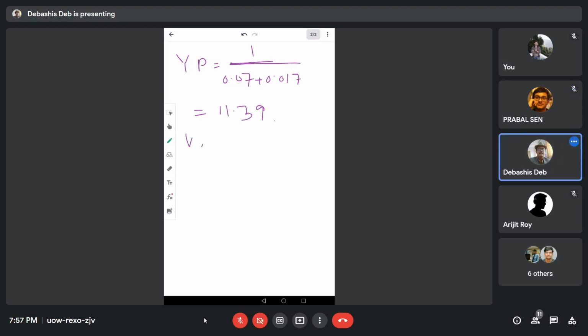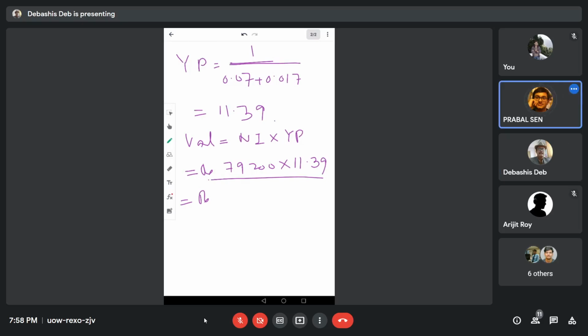So value is net income into years purchase. What is the figure of net income? 79,200. Okay. Into 11.39. So what is the value? 9,42,480.